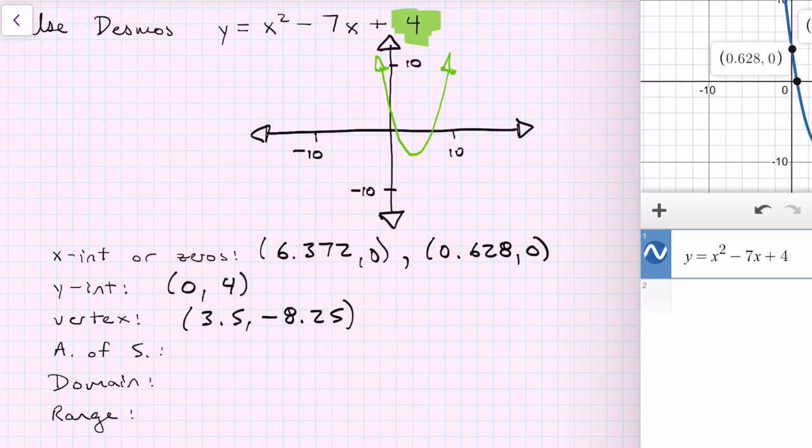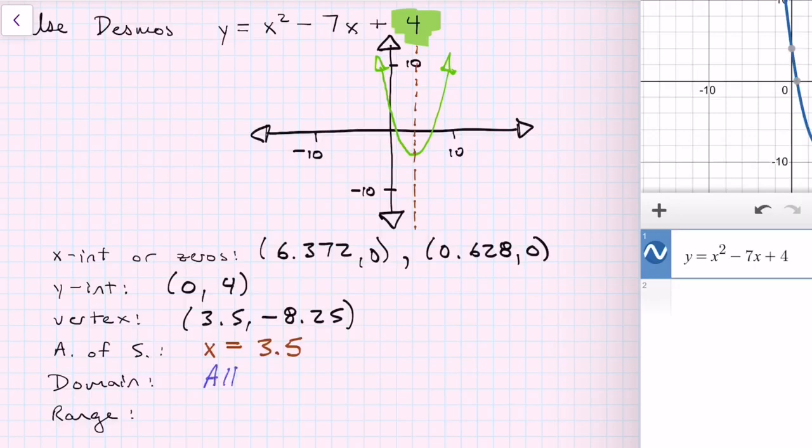So now we've got everything we need. Axis of symmetry, domain and range all come from the vertex. So you don't need to find anything else. This is all the information you ever need to find from the graph. Now I'm just going to dot in the axis of symmetry, which is the vertical line through the vertex, and I know the vertex's coordinates, so the axis of symmetry is x equals 3.5.